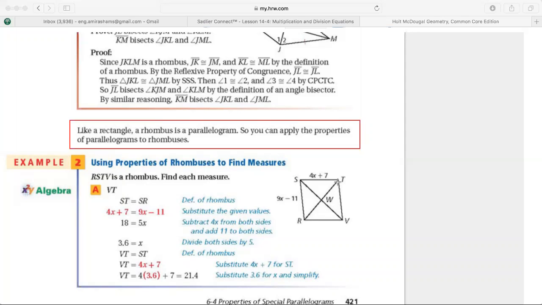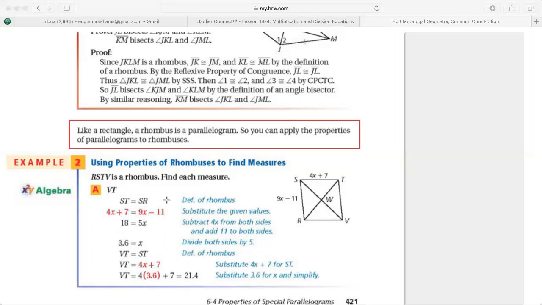So, what is given here? Only two sides are given for me. I will pick them because all the sides of the rhombus are equal. So I will take ST and SR. ST is equal to 4x plus 7 and SR is equal to nx minus 11. So 4x plus 7 is equal to nx minus 11.